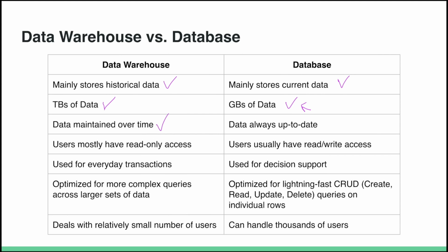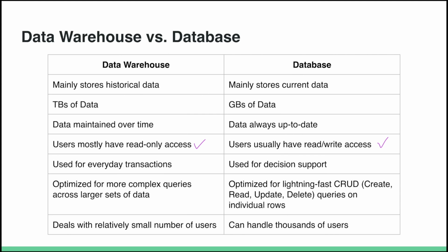The data warehouse data is maintained over time. Timeliness is not as important because we don't have users continually accessing the database. We're mainly using it for data analysis every now and then. The database, however, data is up to date because, for example, if we're talking about the database for Instagram, then we're continually hitting that database, trying to get data and updating data there. As I was saying, with a data warehouse, users mostly have read-only access versus with databases, they can both read and write to the database.